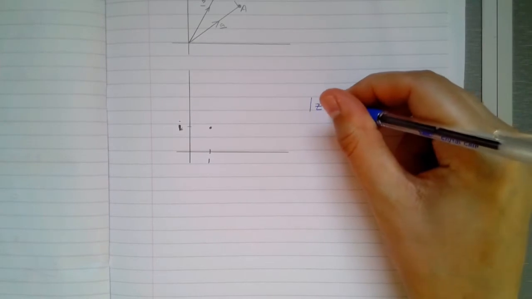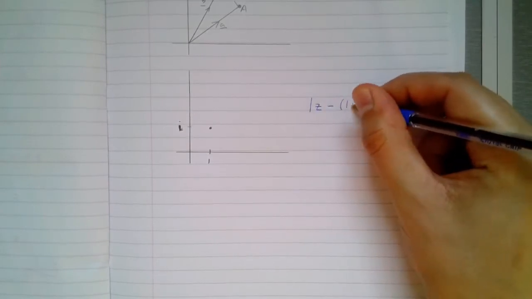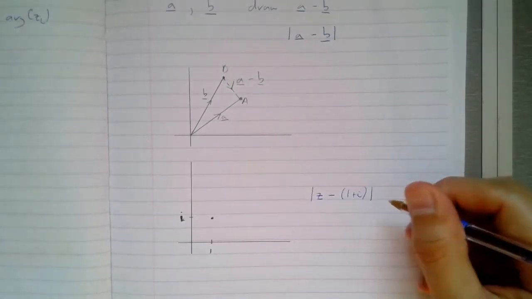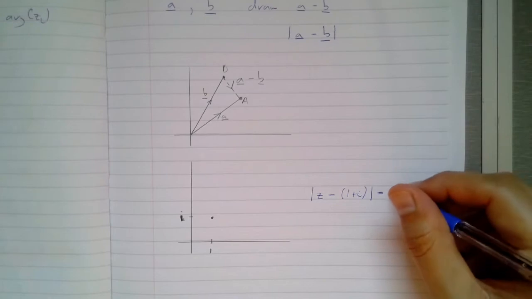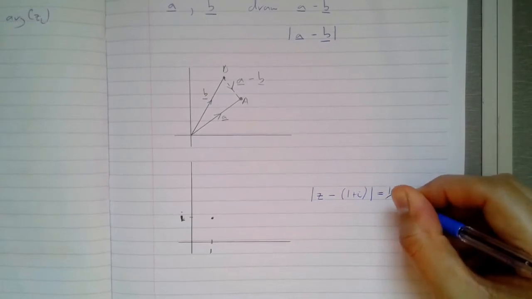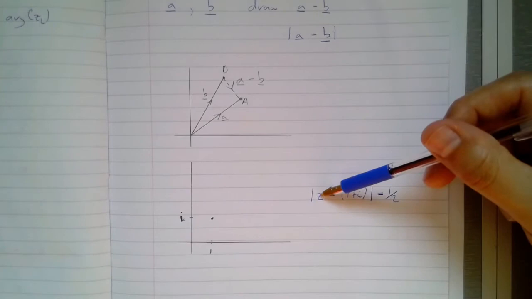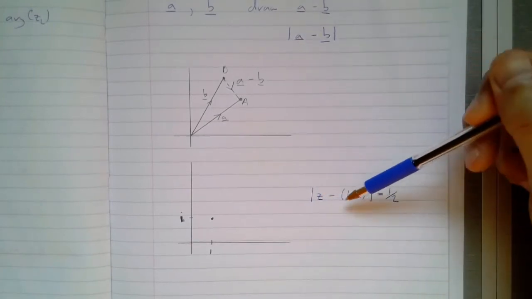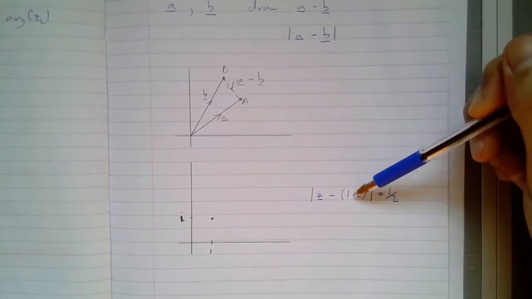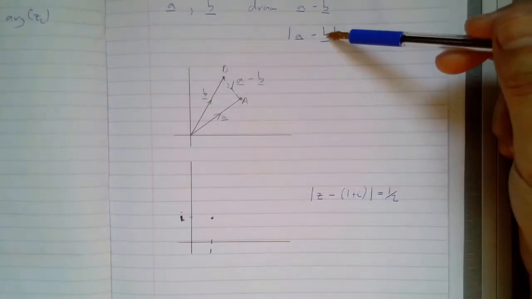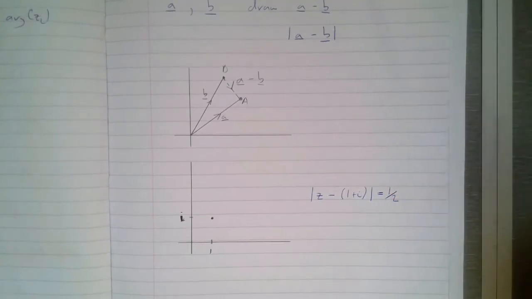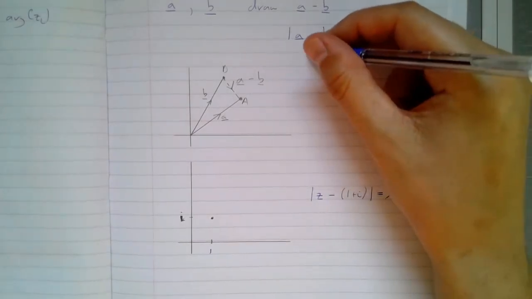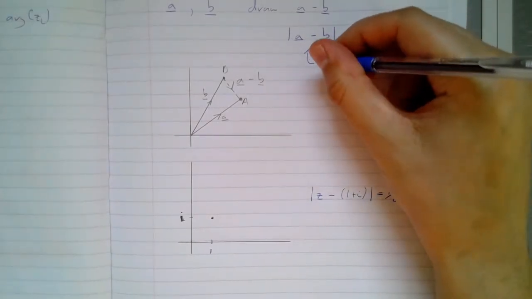So if I said to you, draw me this: the modulus of z, take away 1 plus i, equal to a half. Just match this up for a second with what we've got up here. So we said we could think of z as some vector. I've got the minus sign, 1 plus i, so there's a vector there coming up to there, that's that vector, is equal to a half. Now just go back to what we said about this. This means, what is the distance?